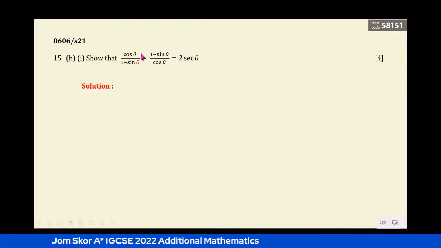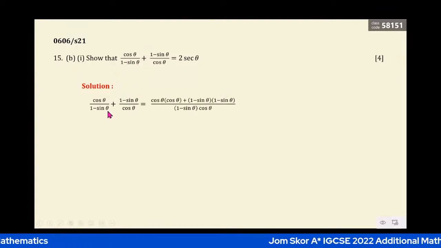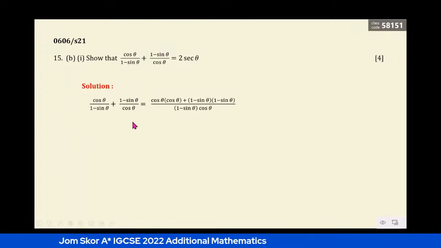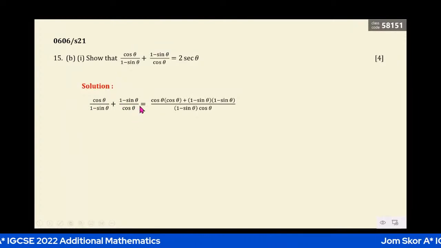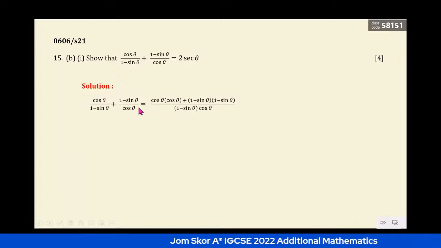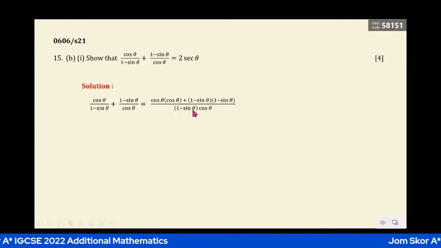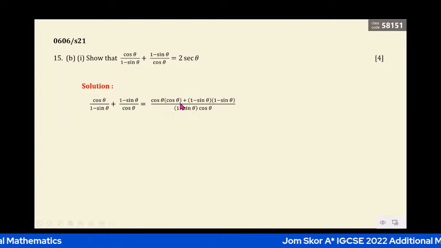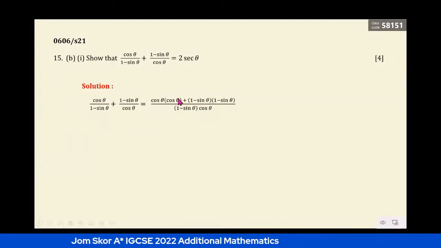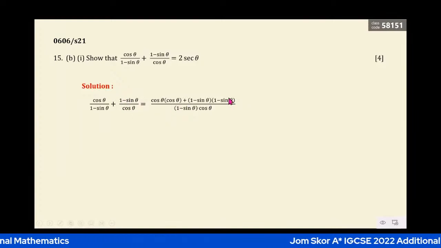So what do you do? When we have fractions, normally we have to equate the denominators. The first fraction, you multiply by cos theta. The second fraction, you multiply by 1 minus sin theta. Once you equate the denominators, you don't need two fractions anymore. So you just put it in 1 fraction because the denominators are all the same. The cos theta here, you multiply by cos theta, just put it there. And then 1 minus sin theta here, you multiply by 1 minus sin theta.